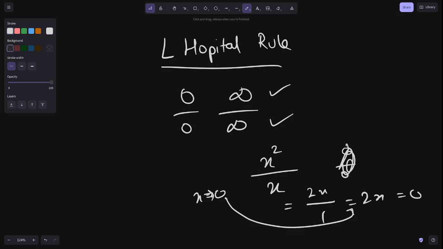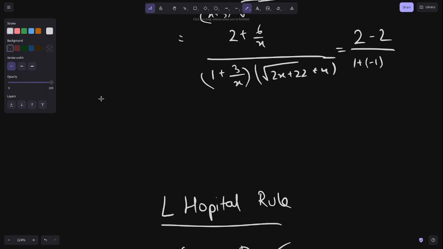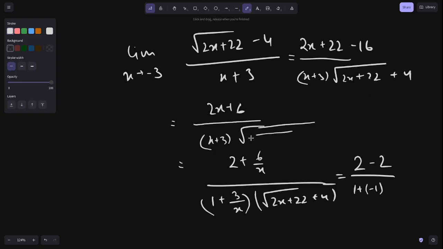So usually in an exam, if you get a 0 by 0 case, please don't do what I was doing right now. Please do it completely using L'Hopital's rule.